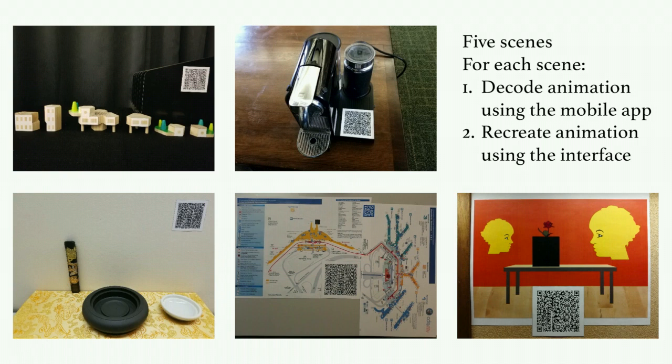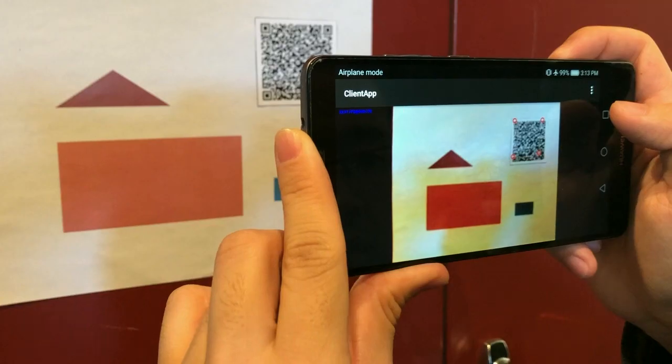We have 5 scenes in this user study. For each scene, you will first use the mobile application to capture the scene and view the animation on the phone. Then you will try to recreate the same animation on a computer using the authoring interface. Here, we explain the process of our user study with a test scene. Say you want to make a house from these shapes.